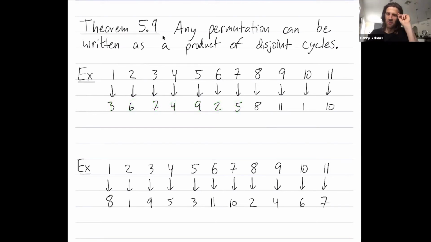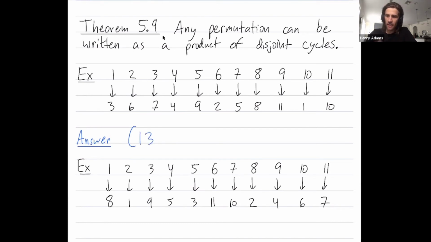But here I didn't want a bunch of crossing arrows, so I just say that 1 maps to 3, 2 maps to 6, 3 maps to 7, etc. Let me show you how to write this permutation as a product of disjoint cycles. So you always start by seeing where 1 goes. 1 goes to 3, so I put a 3 here.